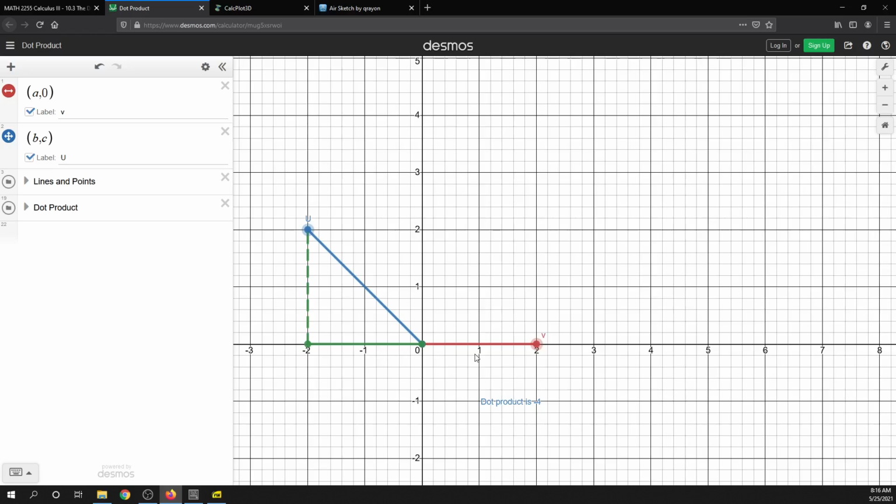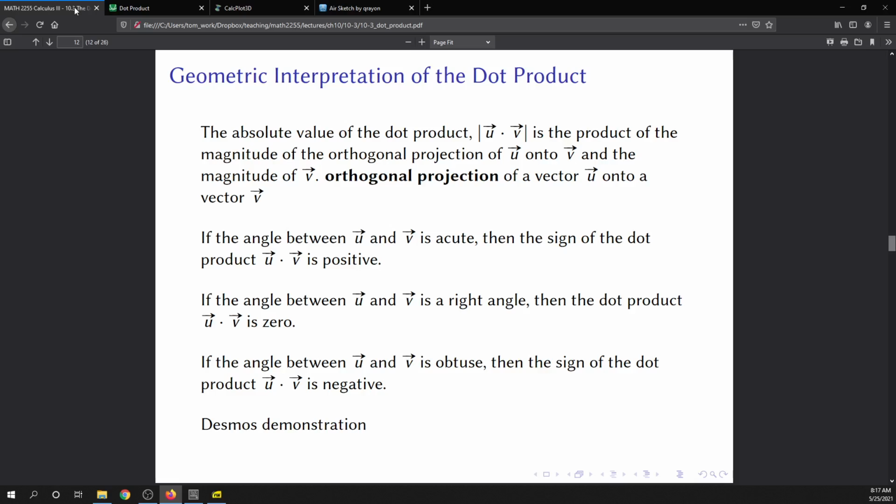It is the product of the length of the orthogonal projection and the vector that you're projecting on, with the signs thrown in there, right? Acute angle is positive. If it's a right angle, the dot product is going to be 0. If the angle between the two vectors is obtuse, then the dot product is going to be a negative number there. All right. So geometrically speaking, that's one way to look at the dot product.